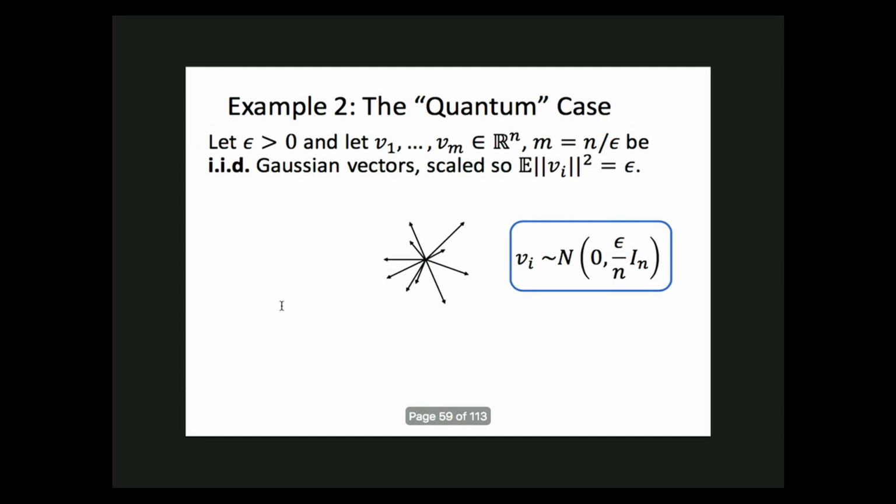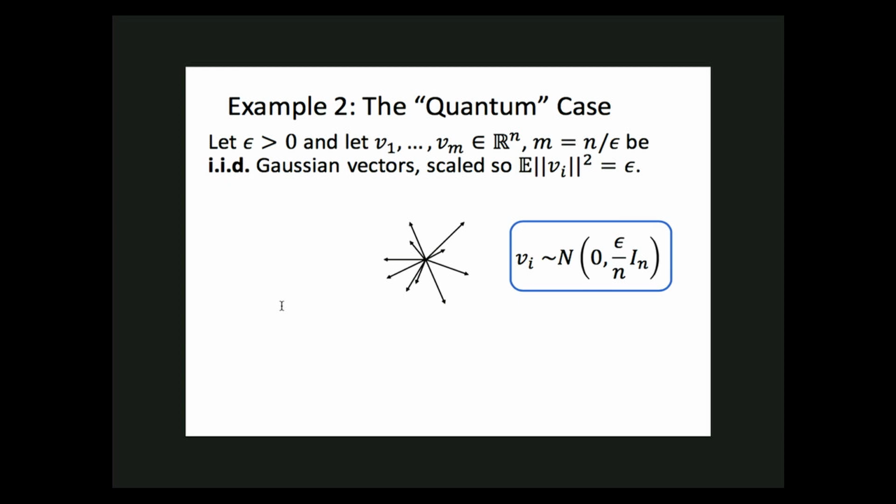The second example, which I'm going to call quantum, it really has nothing to do with quantum. It's just that everything does not commute. It is the following. So let epsilon be some parameter. And choose the vectors v1 through vm to just be standard IID Gaussian vectors. Okay.